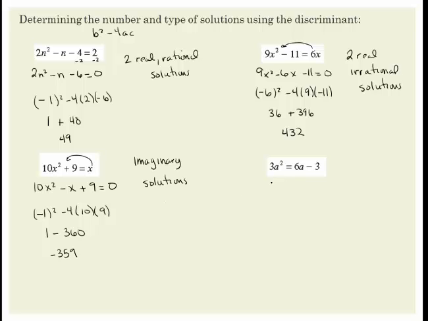And finally, for my last example, 3a squared minus 6a plus 3 is equal to 0. So I have negative 6 squared minus 4 times 3 times 3. So 36 minus 36, which is 0. So I have 1 real rational solution.